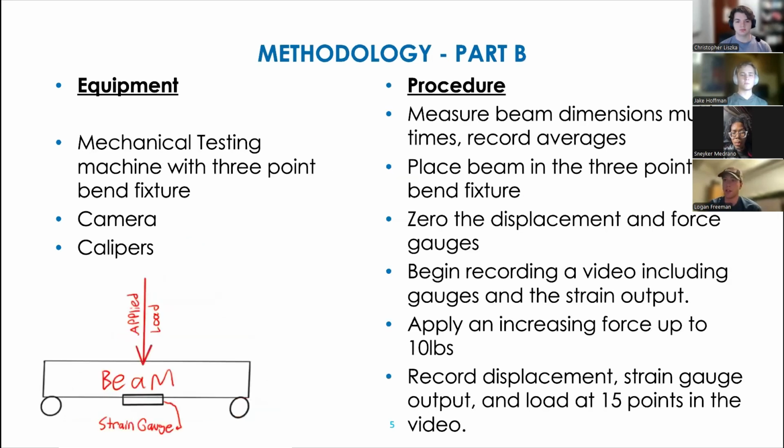The second test was a 3-point bend test using a mechanical testing machine. The same beam was measured 3 times with calipers, and then placed in the 3-point bend fixture. A camera was set up that had the displacement and force gauges of the machine in the picture, as well as the voltage output. Then an increasing force up to 10 pounds was applied onto the beam in the middle, opposite the side of the strain gauge, to obtain data for displacement, voltage output, and force. Those values are also important for our later calculations.